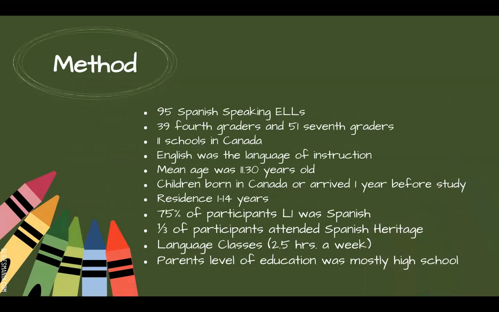The children were born in Canada, I almost said California. Children were born in Canada and arrived 1 year before the study. They had resided between 1 to 14 years in Canada, and 75% of the participants were primary Spanish speakers. 1/3 of them did go to Spanish heritage language classes, which were 2.5 hours a week, and their parents' level of education was mostly high school, which at the end didn't affect the results in any way.